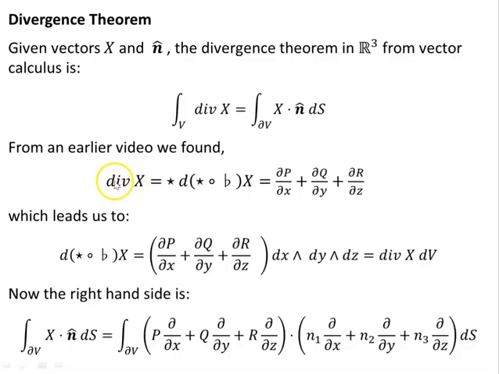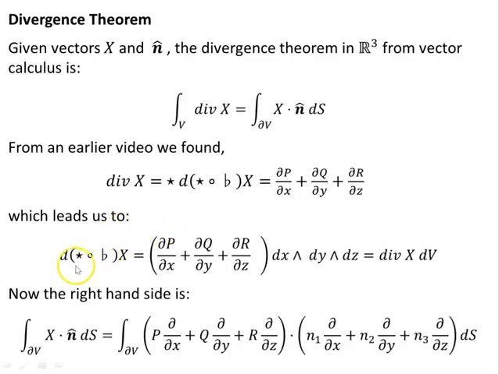So from an earlier video, we found that div x was the Hodge dual, this star here, composed of the exterior derivative of the flat operator acting on a vector x, and then the Hodge dual in turn of that. All right, and we found that it was equal to this scalar here, in the coordinates x, y, z of Euclidean space.